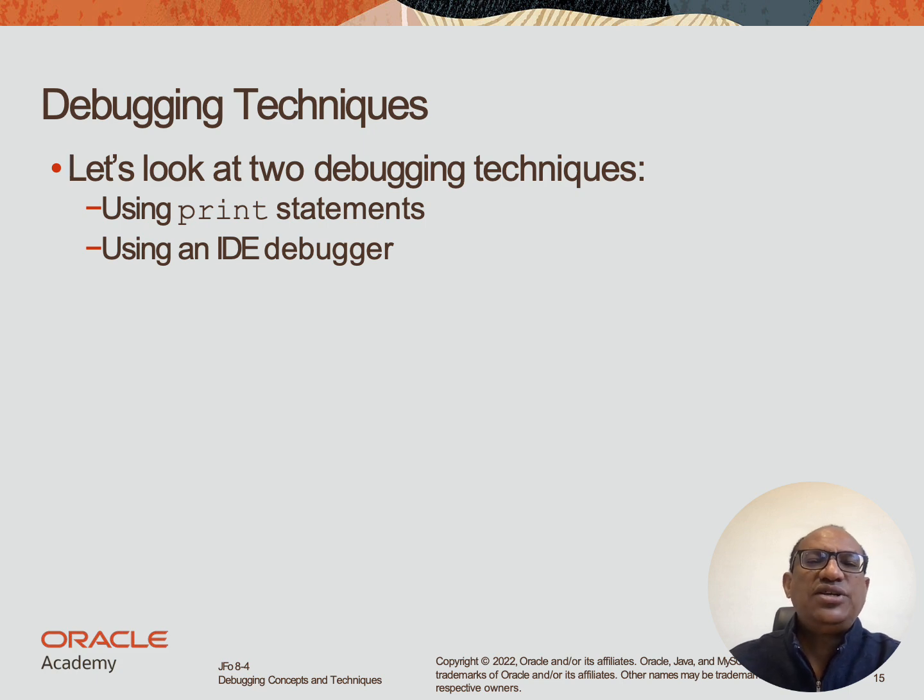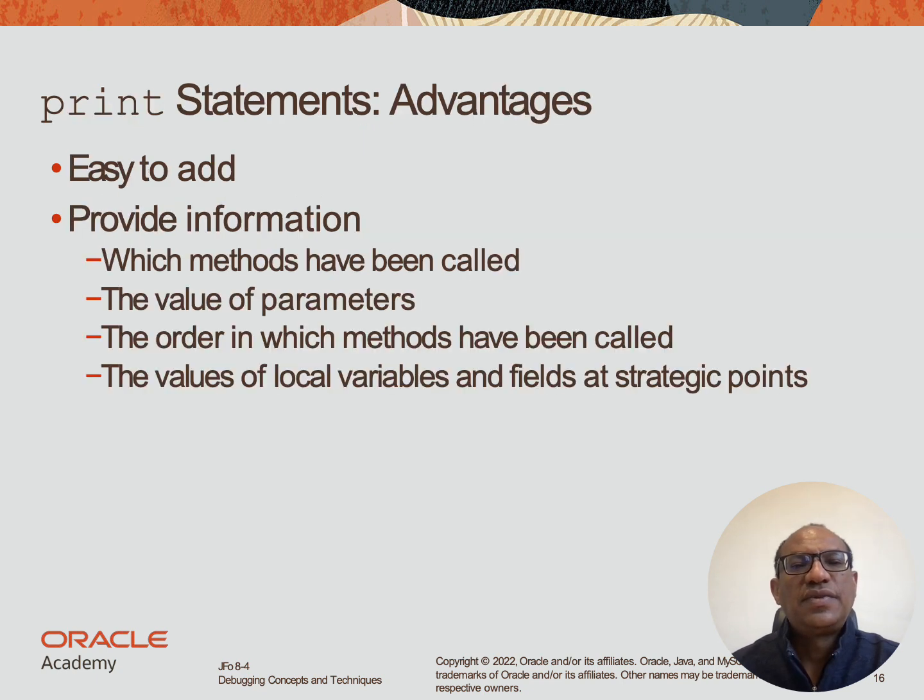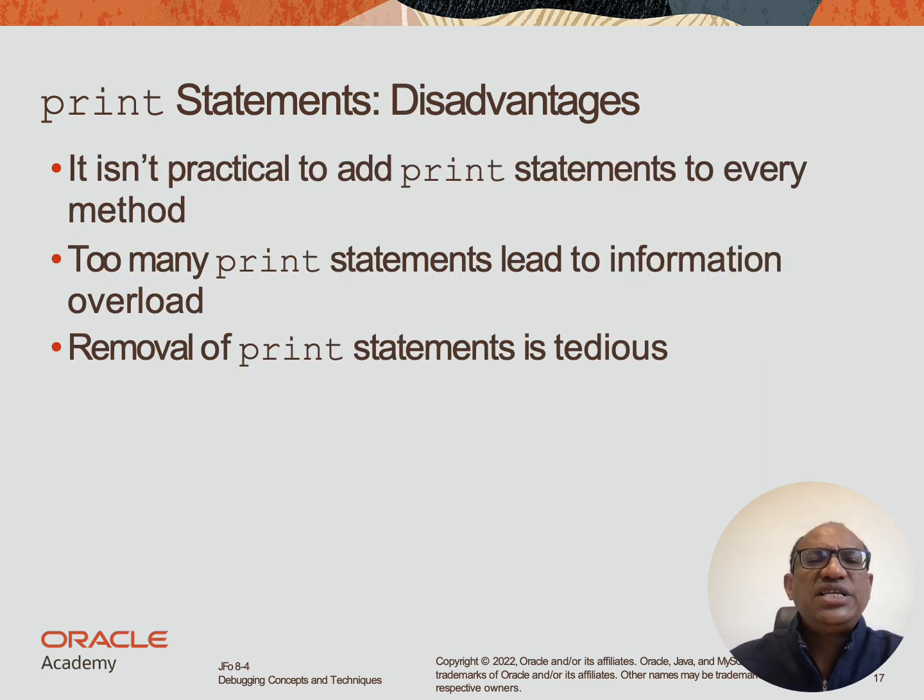What techniques can you use to debug? Use print statements or use the IDE debugger. The first tool is old school but still gold: print statements. The advantage is it's easy to add. It shows you what's happening, like values or how method calls flow. The disadvantage is it can get messy very fast, is not scalable for large programs, and is tedious to remove afterwards.